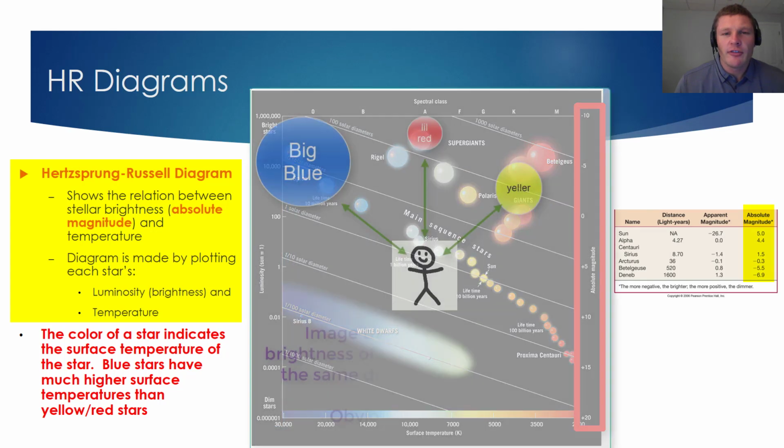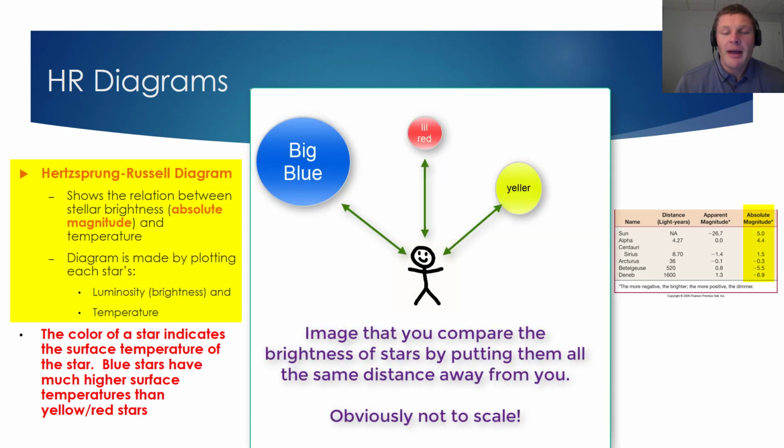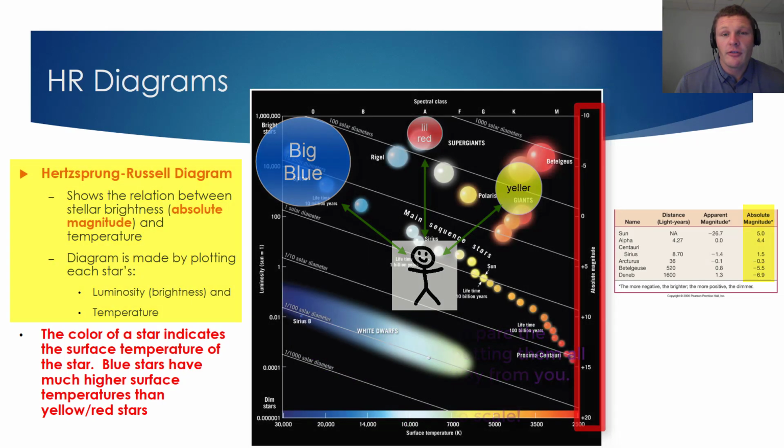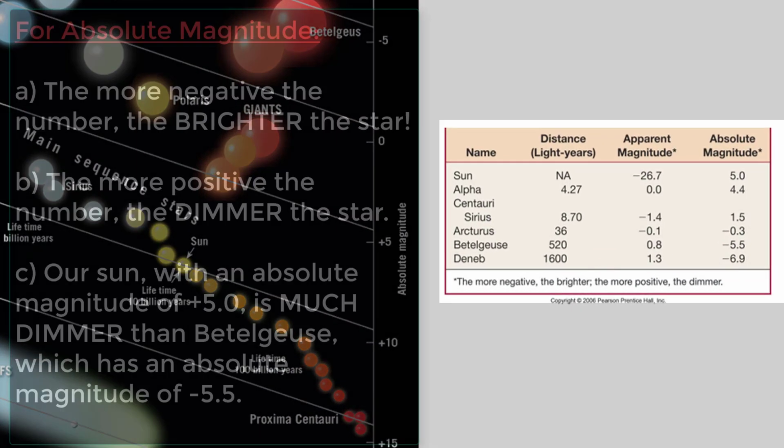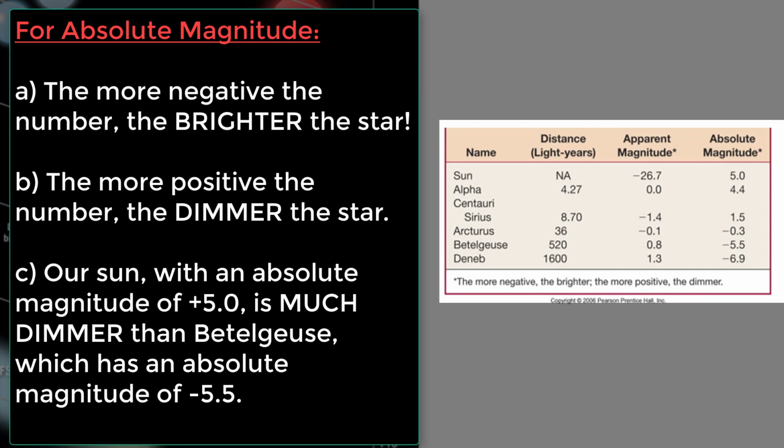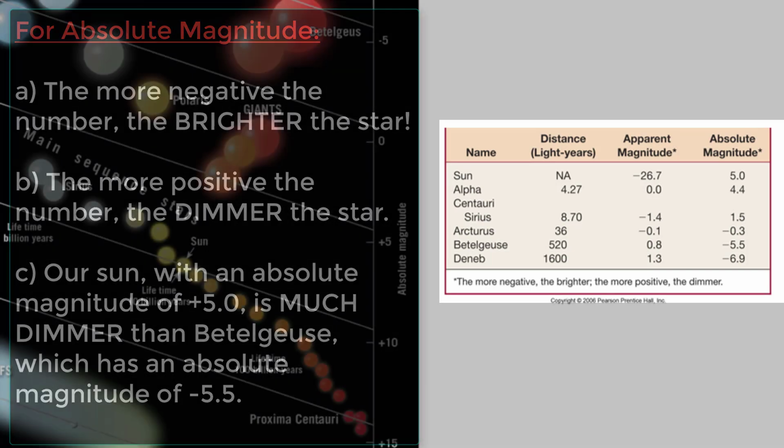To gain a conceptual understanding of absolute magnitude, imagine lining up all the stars in the universe in a circle around you so that they're all the exact same distance away from you. As you turn in a circle to look at all the stars, you'll notice that some are brighter than others. And although I know this sounds strange, when scientists compare the absolute magnitude of stars, the more negative the number, the brighter the star is. The more positive the number, the dimmer the star is.